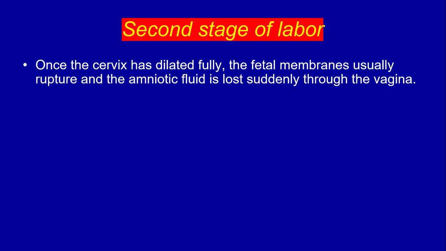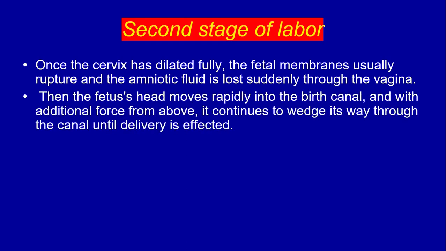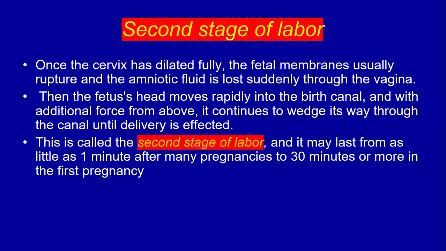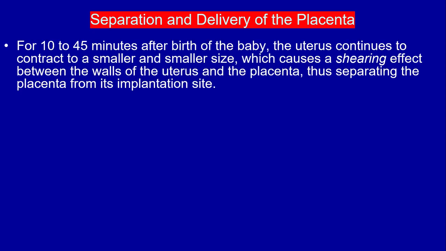Second stage of labor. Once the cervix has dilated fully, the fetal membrane usually ruptures and the amniotic fluid is lost suddenly through the vagina. Then the fetal head moves rapidly into the birth canal, and with additional force from above, it continues to wedge its way through the canal until delivery is effected. This is called the second stage of labor, and it may last from as little as 1 minute after many pregnancies to 30 minutes or more in the first pregnancy.